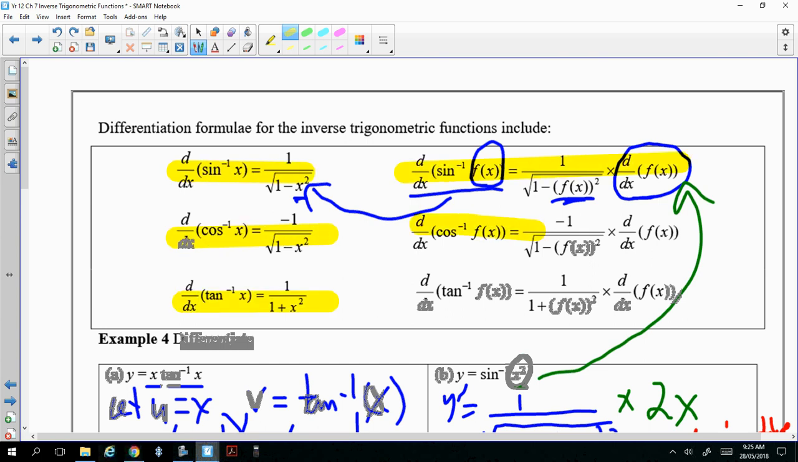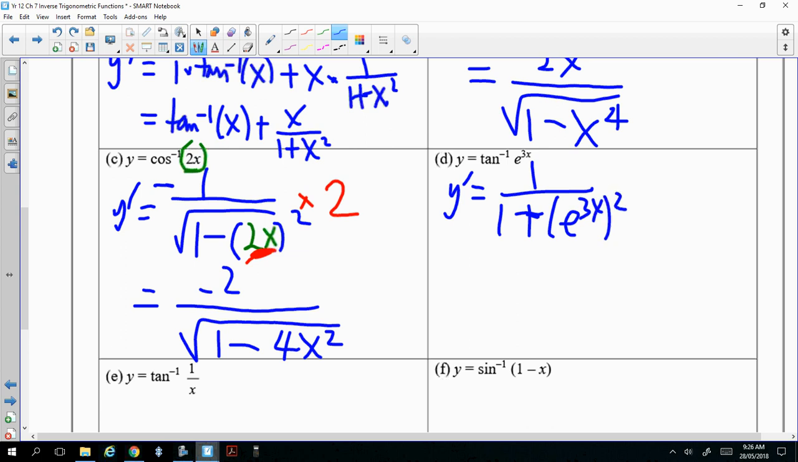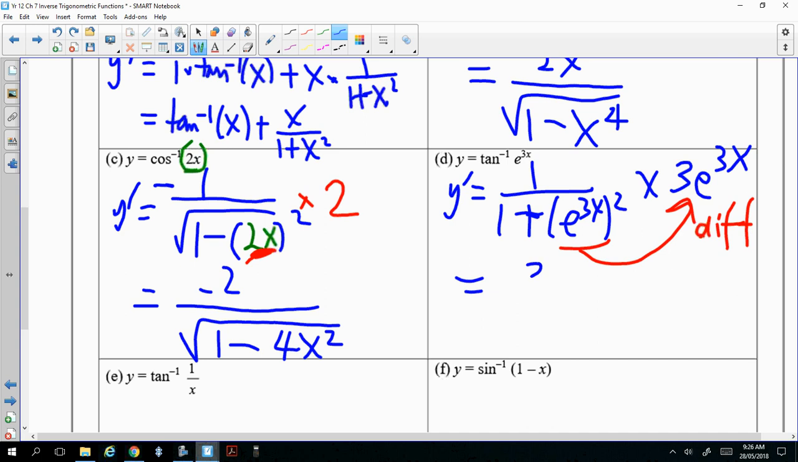Okay, good. Alright, let's do the next one. Derivative of tan inverse. So you go 1 over 1 plus, and you square the e to the power 3x, times by the derivative of e to the power 3x, which is 3 e to the power 3x, like that. And then you're going to continue, so you get 3 e to the power 3x over 1 plus. Be careful with the bottom, you do e to the power 6x, because you do 2 times 3x, which is 6x, like that.